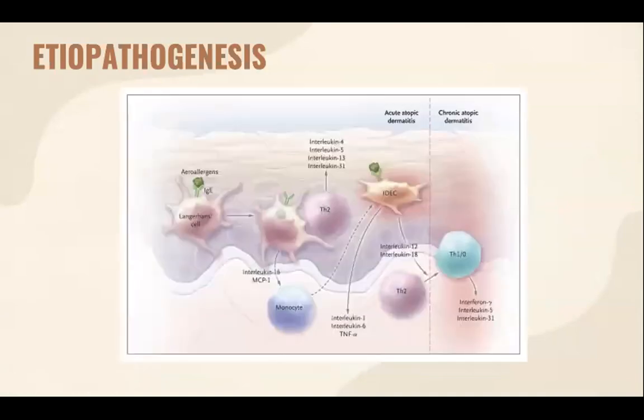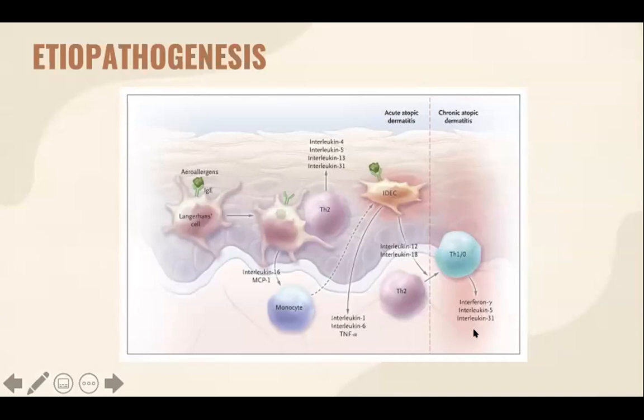Subsequently, we will have immune dysregulation that results in both innate and adaptive immune response. So the immune response is illustrated more in this slide, which will show the acute and the chronic phases of IgE and T-cell mediated atopic dermatitis. So in the acute phase, we have predominance of T helper 2 response, which is mediated by interleukin 4, 5, 11, 13, and 31. While the chronic atopic dermatitis phase will have a switch from T helper 2 response to T helper 1 predominated response by interferon gamma, interleukin 5, and interleukin 31.